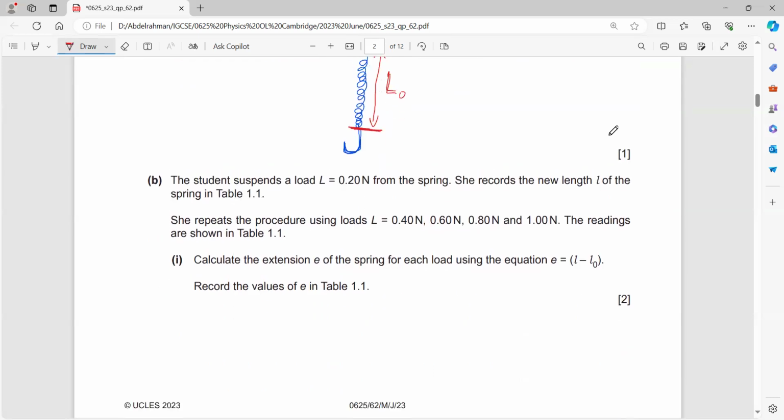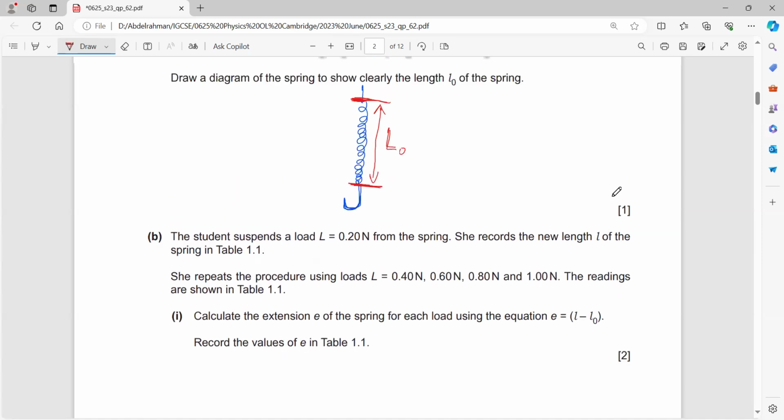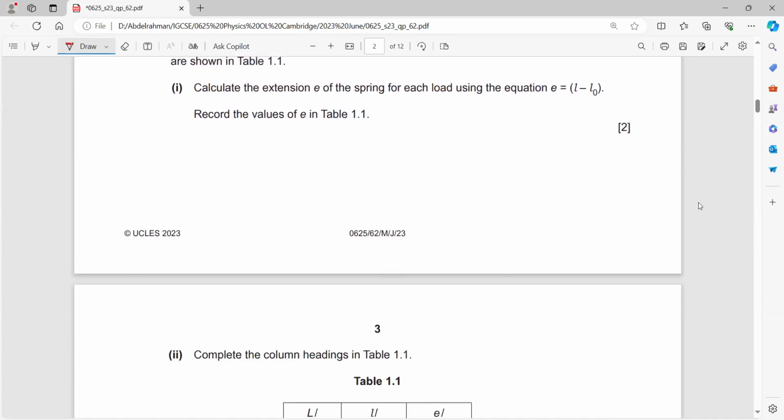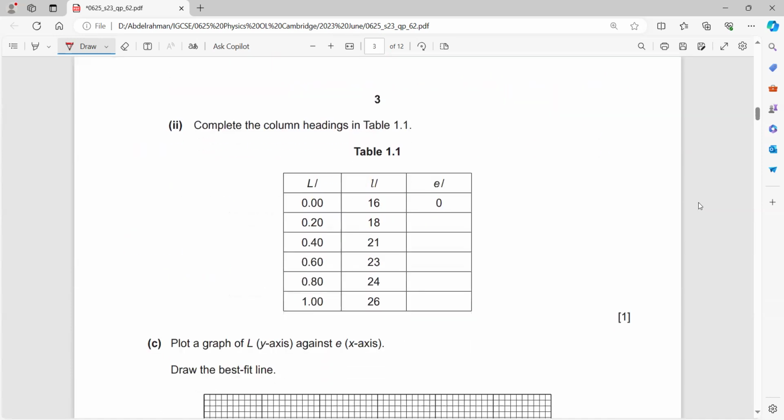Then the student suspends the load 0.2 from the spring. She records a new length. She repeats the procedure. Calculate the extension E for each load using the equation E equals L minus L note and record the values of the extension for each of these lengths. How will I do that?